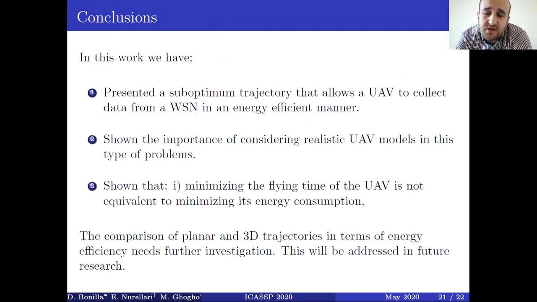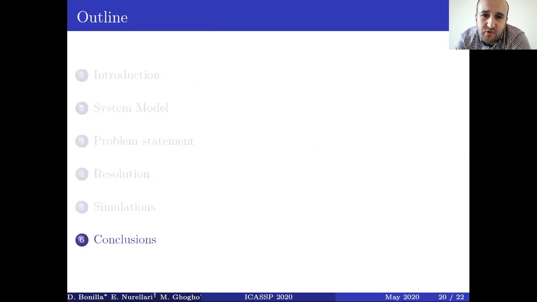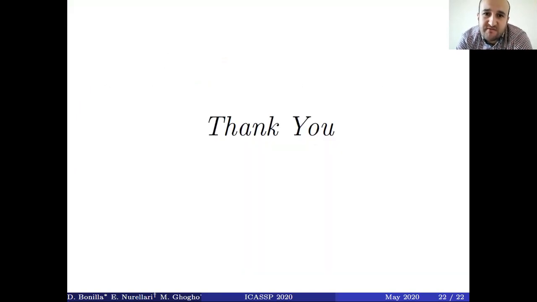Again, these figures are versus the stopping point K. As you can see, there is an optimum number of stopping points that will give you better performance. And this is an interesting result, stating that as you increase the number of stopping points further, you might not get better results. Obviously, as a conclusion, we have considered the importance of considering UAV models. Minimizing the flying time of the UAV is not equivalent to minimizing its energy consumption. I will address this further.